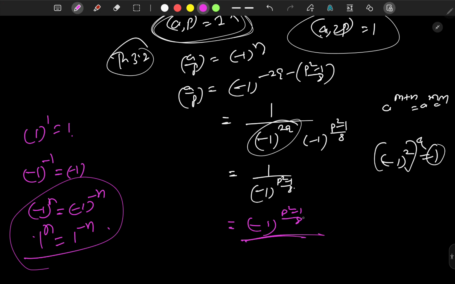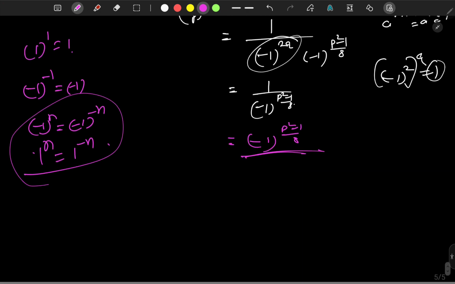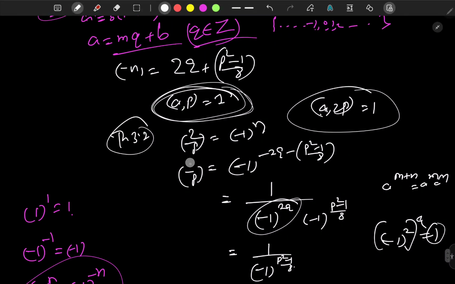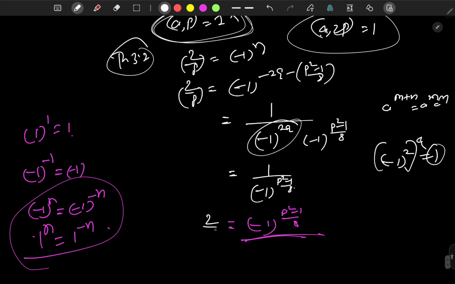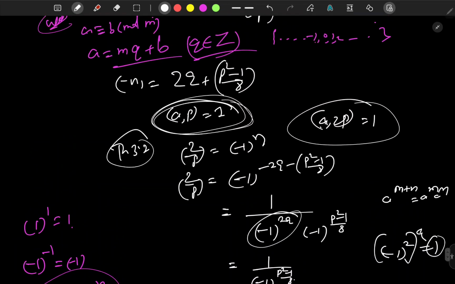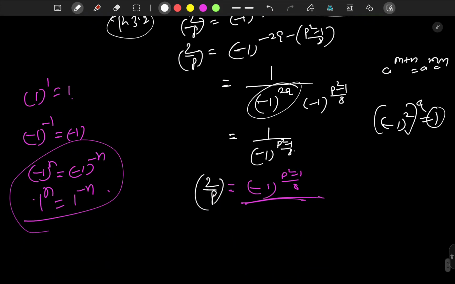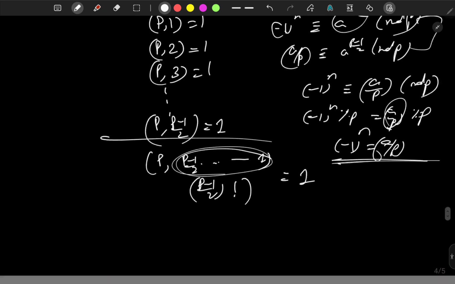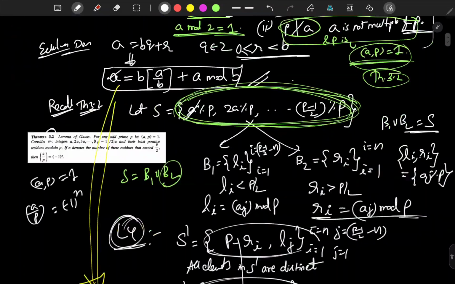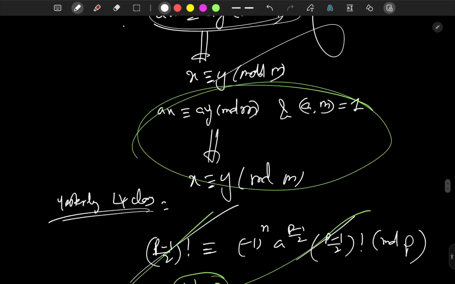Okay, happy? So is this what you got? This is very important. Since here a equals 2, substitute 2 here, and we get (2/p). That's all you want to understand from this. Hence the theorem is proved. So let's go to the next theorem very fast.